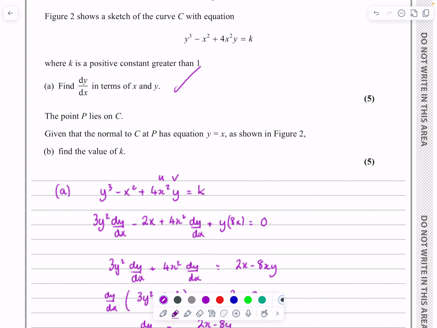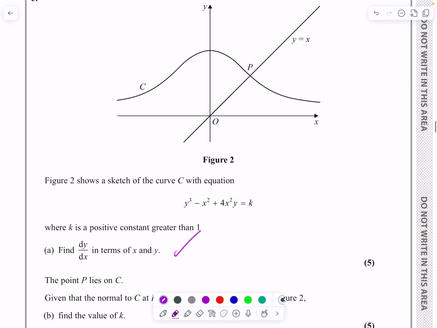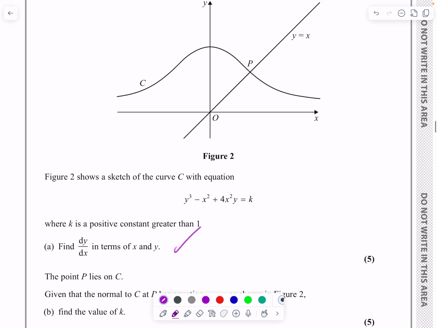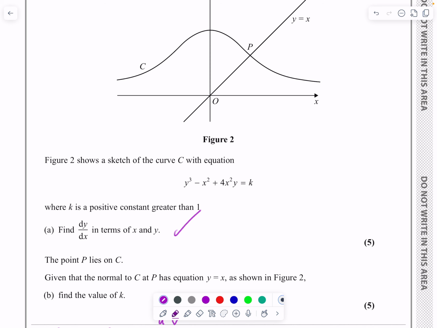Right, part B then says, point P lies on C. Yeah, I can see that. The normal to C at P has the equation y equals x. You can see that as well. Can we find the value of k? So it just takes a little bit of unpicking to work out what we've got to do here.